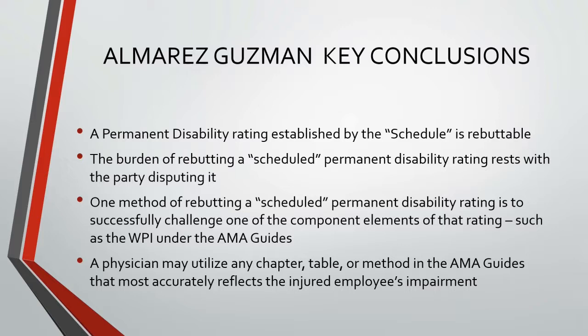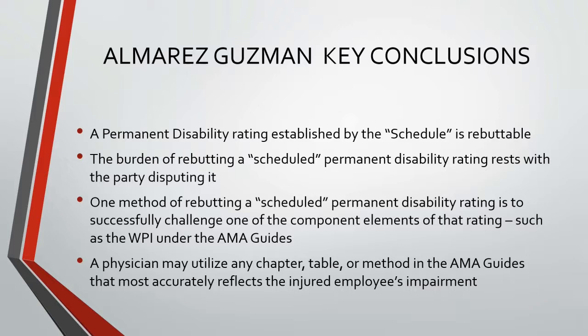So one method of rebutting a scheduled permanent disability rating is to successfully challenge one of the component elements of that rating. And remember, there were four component elements of the rating, one of which is the whole person impairment rating under the AMA guides. So this seems to provide the greatest source of opportunity for rebutting the rating established by the schedule, is to successfully challenge the whole person impairment under the AMA guides by showing that the whole person impairment rating under the AMA guides is incorrect or is not the most accurate description of the examinee's permanent impairment.